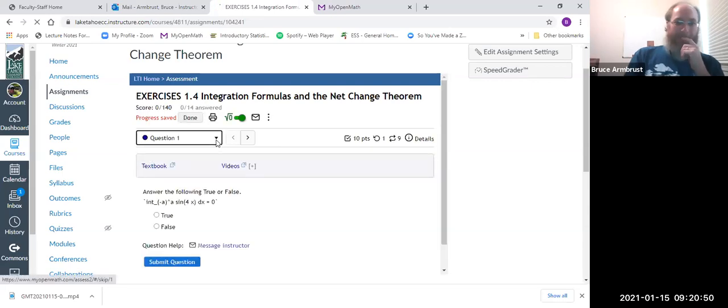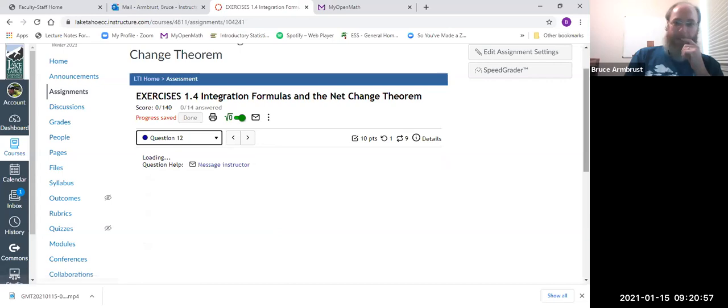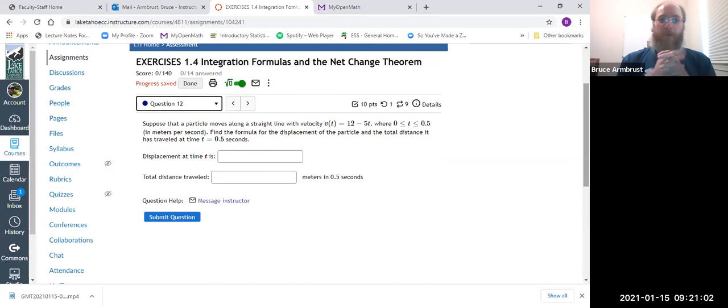All right. I'm going to go ahead and jump to number 12. Let's see what that guy looks like. Okay, so number 12 says, suppose that a particle moves along a straight line with a velocity of 12 minus 5t, where t is between 0 and 1/2. So the velocity is in meters per second, and the time is seconds. Then find a formula for the displacement of the particle and the total distance it has traveled at time 0.5 seconds.